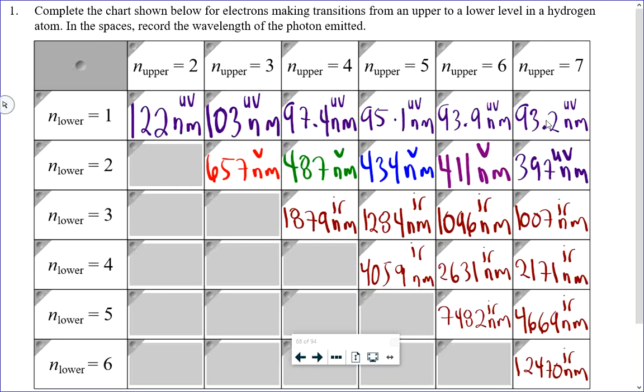I asked you to complete 1 to 3. Does anybody have any questions from anything we just talked about here, up to and including revealing all of these wavelengths, or 2 or 3? Yeah. 3? And I understand why.